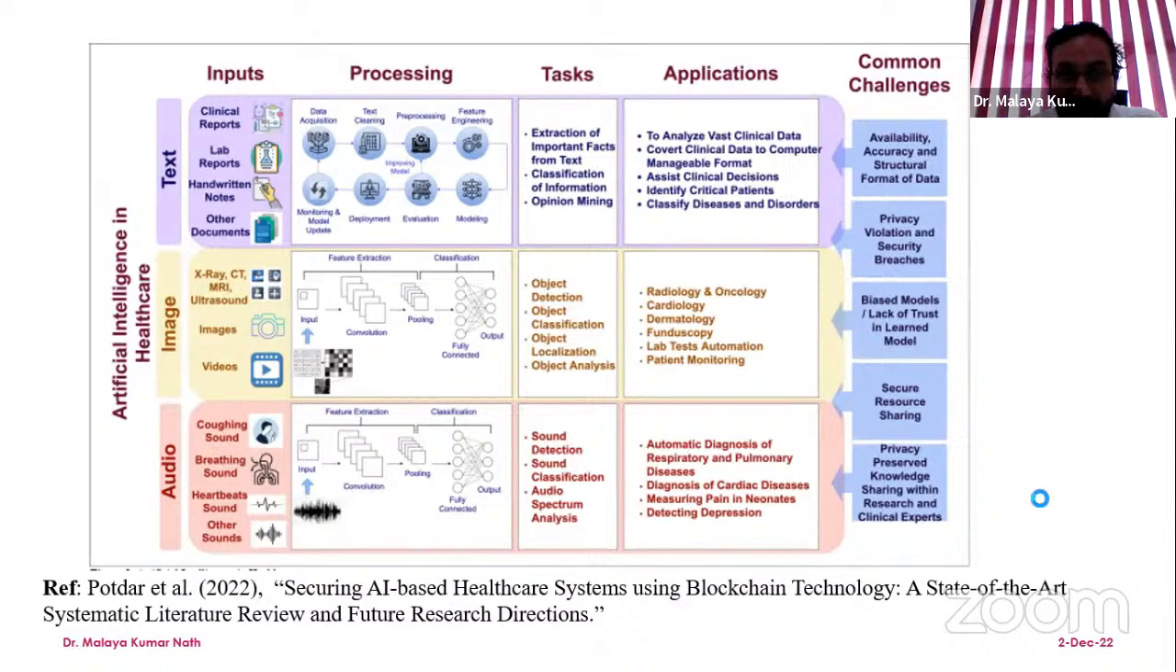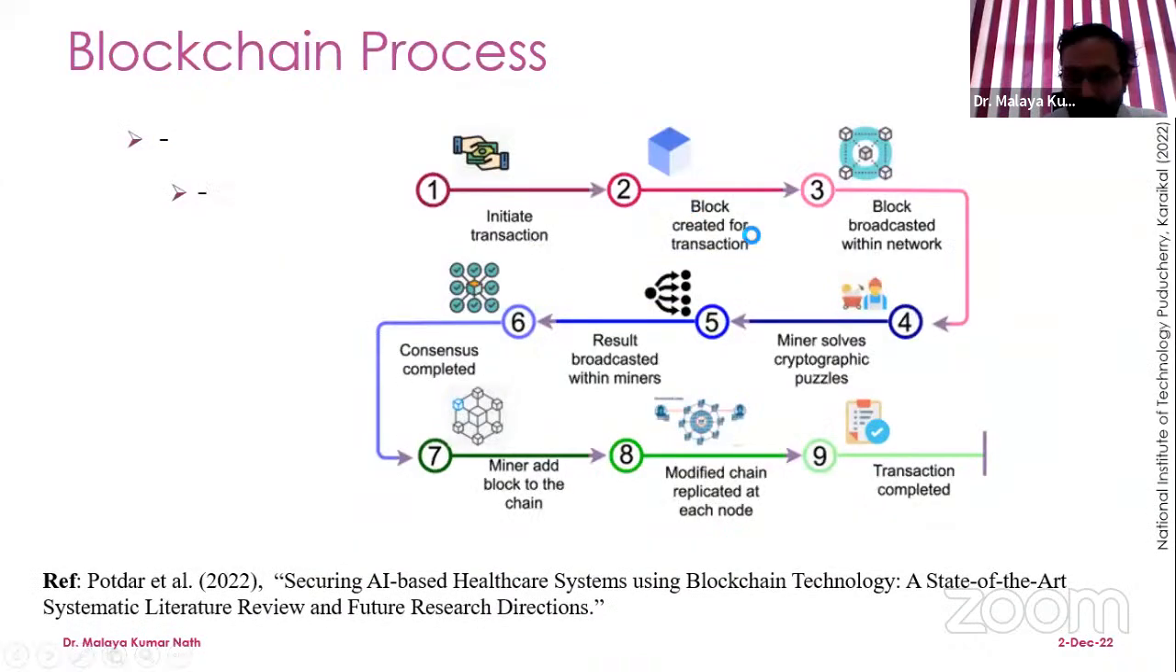In the research and as clinical experts. So this is the blockchain process. Already Professor Vidyasagar explained: transactions are initiated, a block is created for the transactions, and the block is broadcast within the network. Miners then work on it, the result is broadcast among the miners, and consensus is completed. The miner adds the block to the chain, and the modified chain is replicated at each node as the transaction completes.